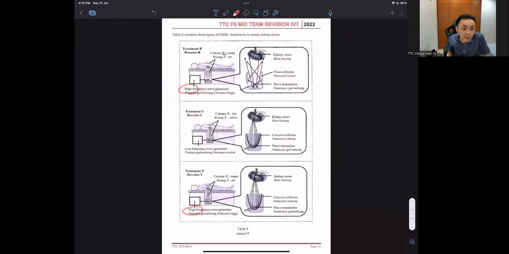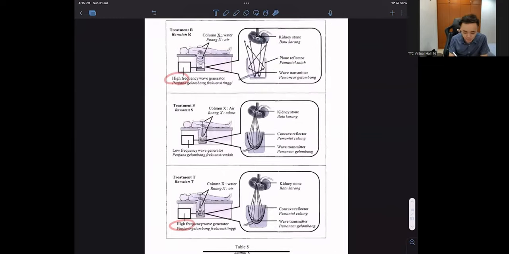Now, next one, what about the surface? Do you want a plane reflector or a concave one? This one is literally free marks for you. They drew it nicely in the diagram. Of course, you want the waves targeted to exactly where your kidney stone is, right? So we choose concave.